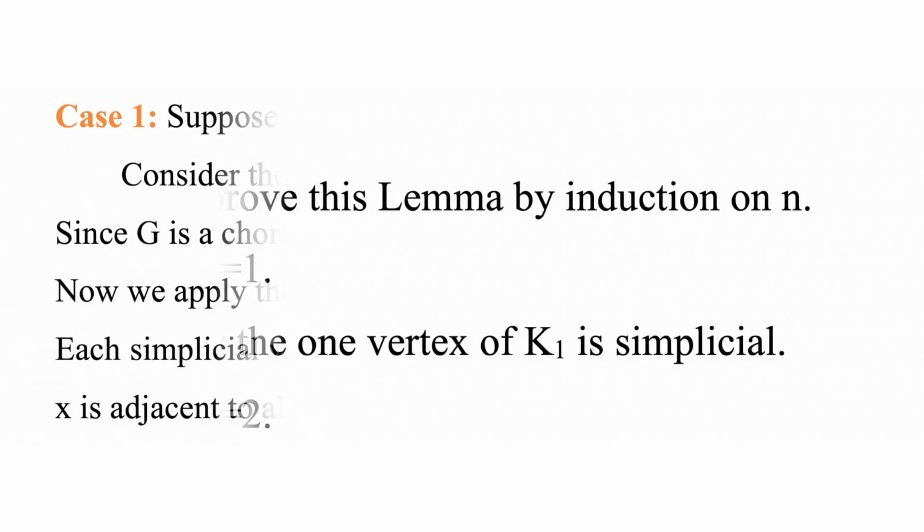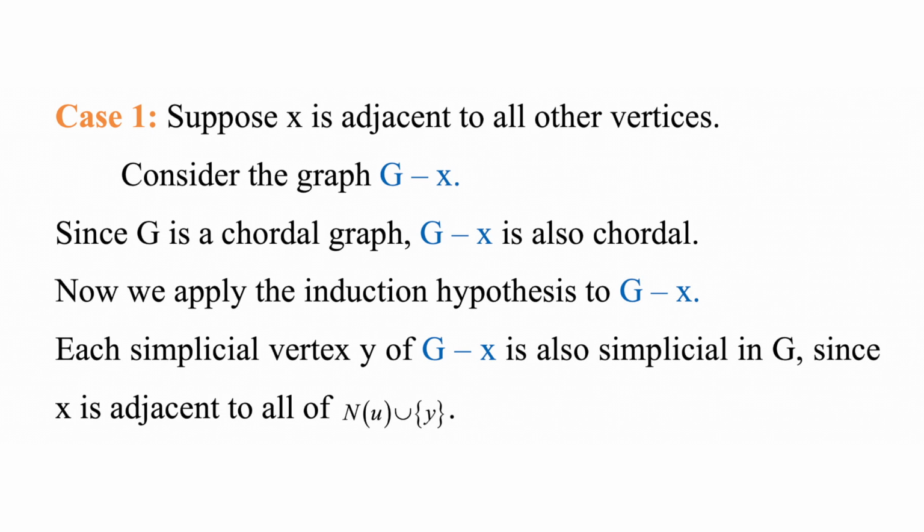Assume n is equal to 2. Suppose this is case 1. Suppose x is adjacent to all other vertices. Consider the graph G minus x. Since G is a chordal graph, G minus x is also chordal. Now, we apply the induction hypothesis to G minus x. Each simplicial vertex y of G minus x is also simplicial in G, since x is adjacent to all of N(y) union the singleton set {y}. N(y) is the neighborhood of y.